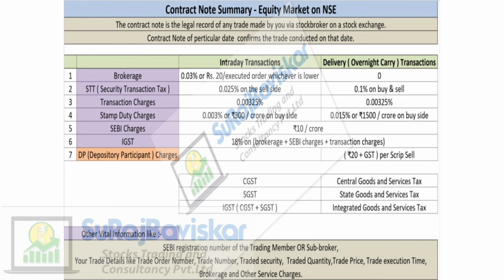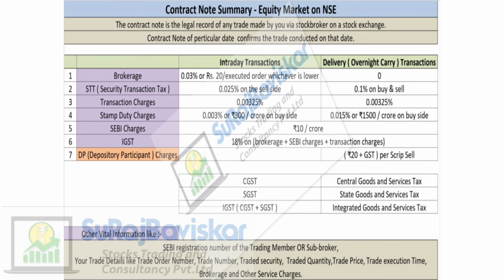There are different charges based on your transaction, whether you are doing equity intraday or equity delivery, that is, carrying your position overnight. There are 6 or 7 charges, like brokerage, security transaction tax, transaction charges, stamp duty charges, SEBI charges, and IGST, that is integrated goods and services tax. After that there are DP charges as well. Most traders are not aware of these, so we'll go through them, and we'll see again a glimpse of the actual contract note summary.